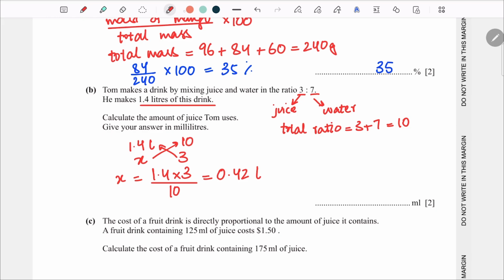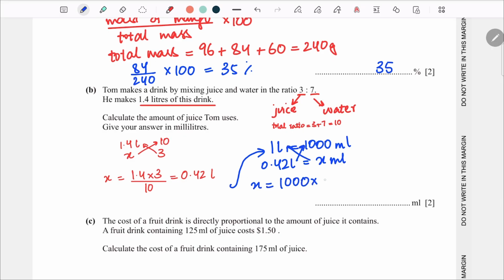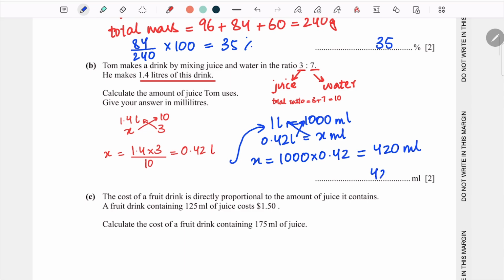So Tom uses 0.42 liters of juice to make the drink. Now the final answer has to be given in milliliters, so I'm going to convert 0.42 liters into milliliters. I'm going to do this by ratios. 1 liter is equal to 1000 milliliters. So 0.42 liters will be equal to X milliliters. If we cross multiply, X will be equal to 1000 multiplied by 0.42, and this will be equal to 420 milliliters. So that is going to be my final answer.